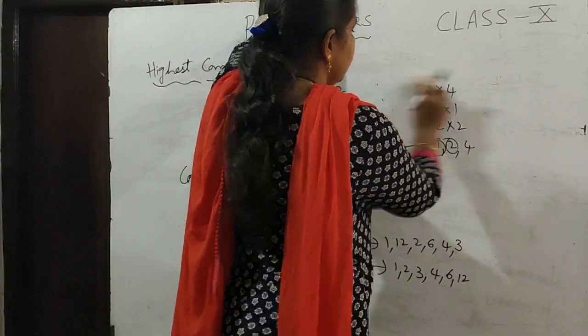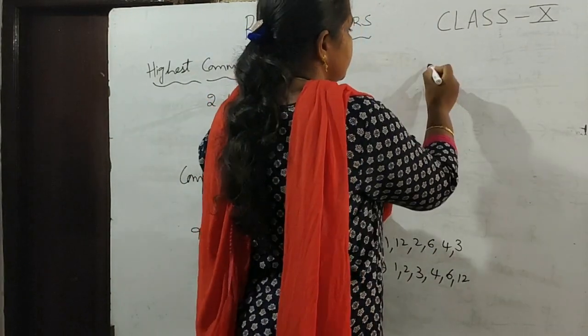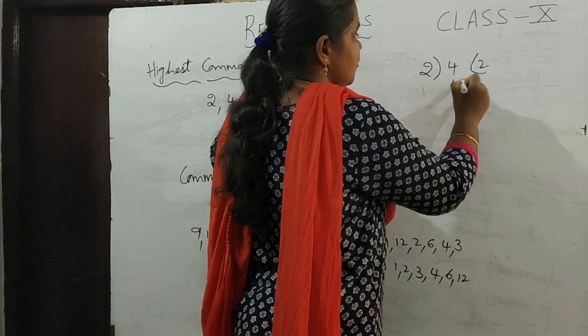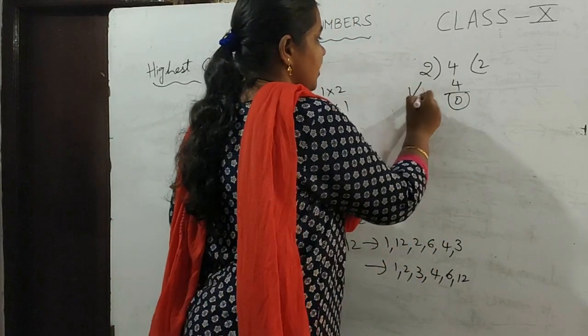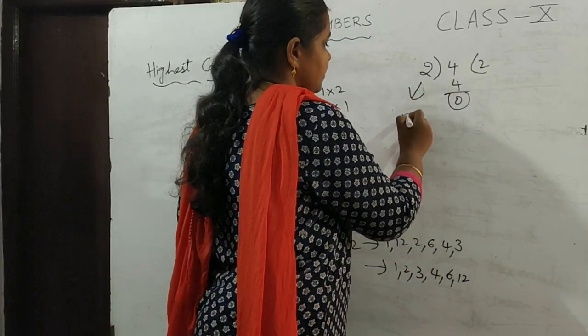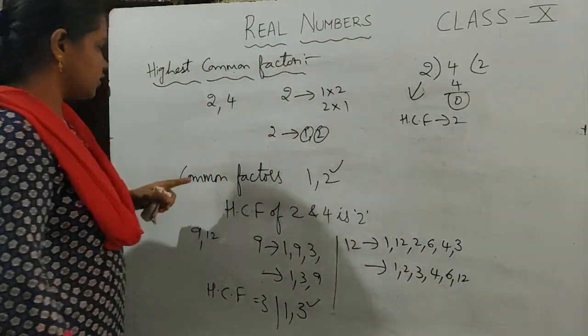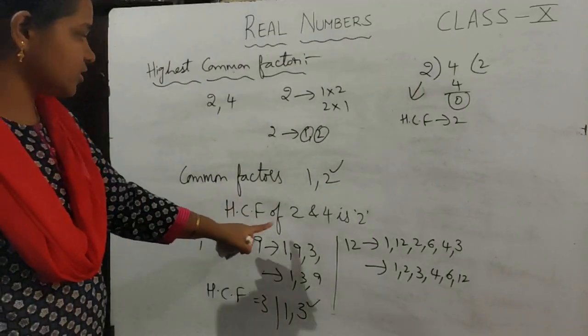Now here, 2 and 4. To find the common factor of 2 and 4, I divide 4 by 2. 2 2s are 4, remainder 0. So here the remainder is 0, and the common factor is 2. The HCF is 2.